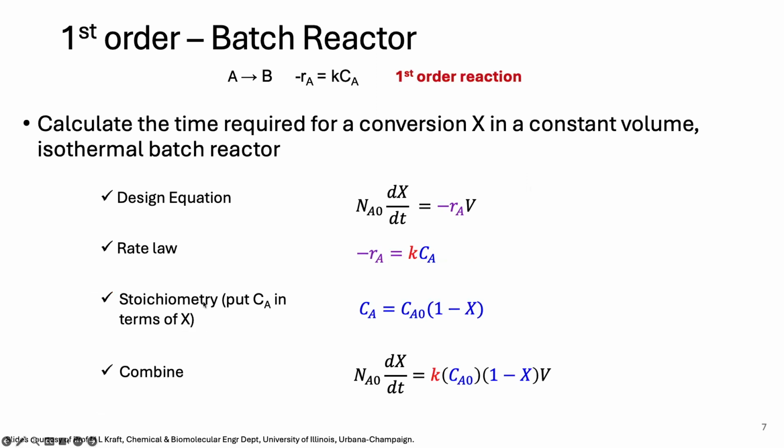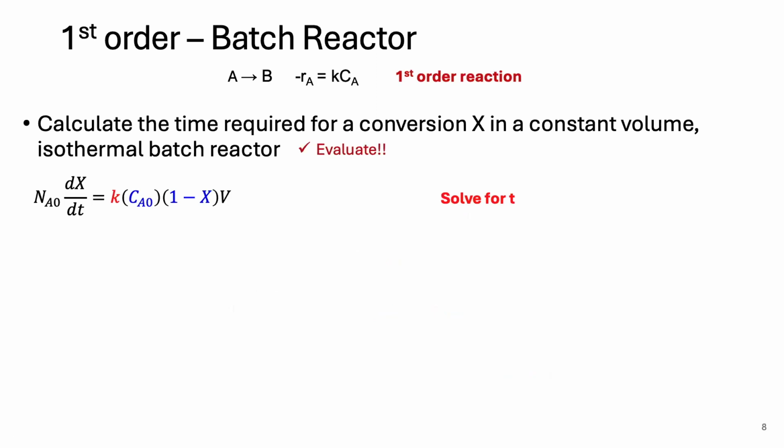After that, we want to account for stoichiometry. So we want to convert all of our concentrations with respect to conversion of our limiting species, again, in this case, A. So we've seen this expression before. And now we're going to combine everything together and rewrite our original design equation, in this case, as a function of conversion. Once we've done that, the next step is to evaluate. So in this case, again, we want to solve for the time it would take to achieve a certain target conversion.